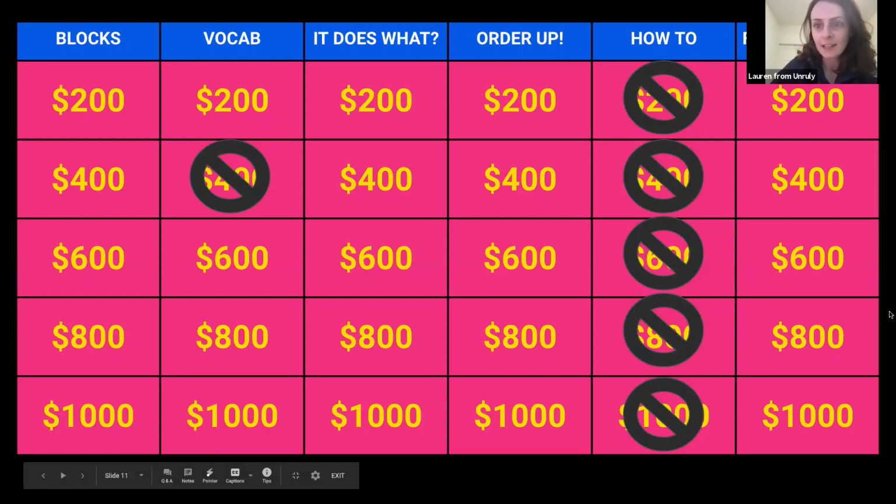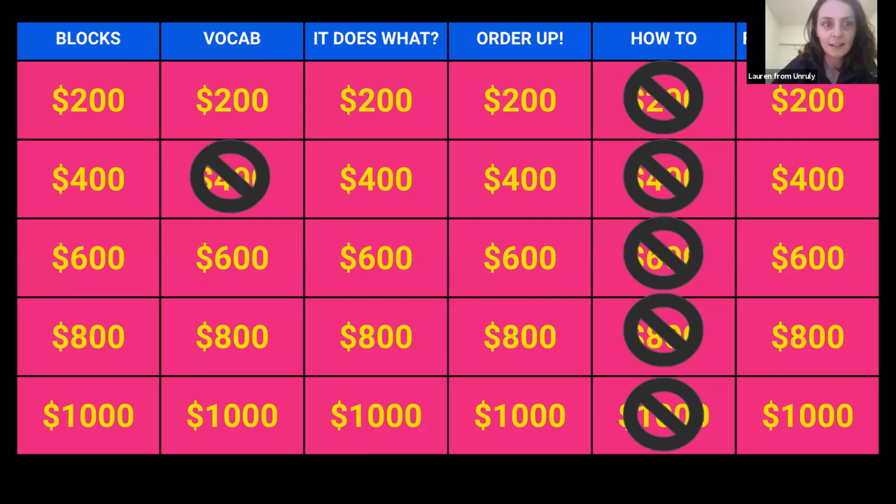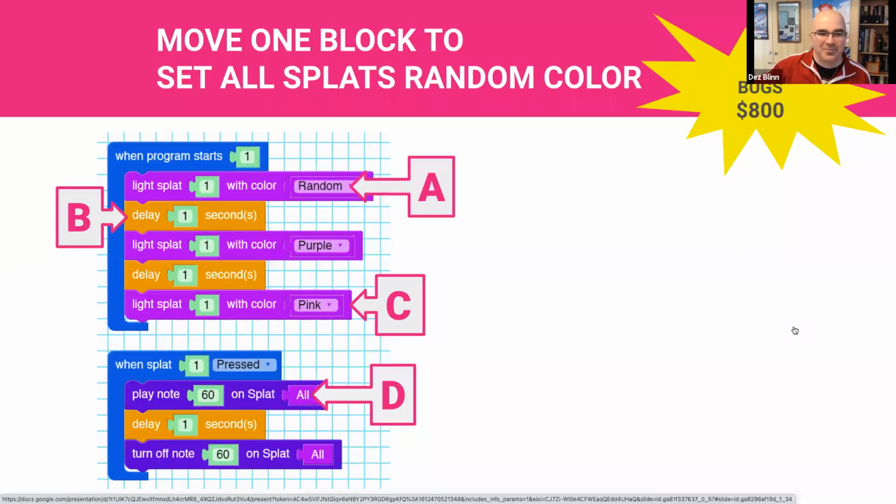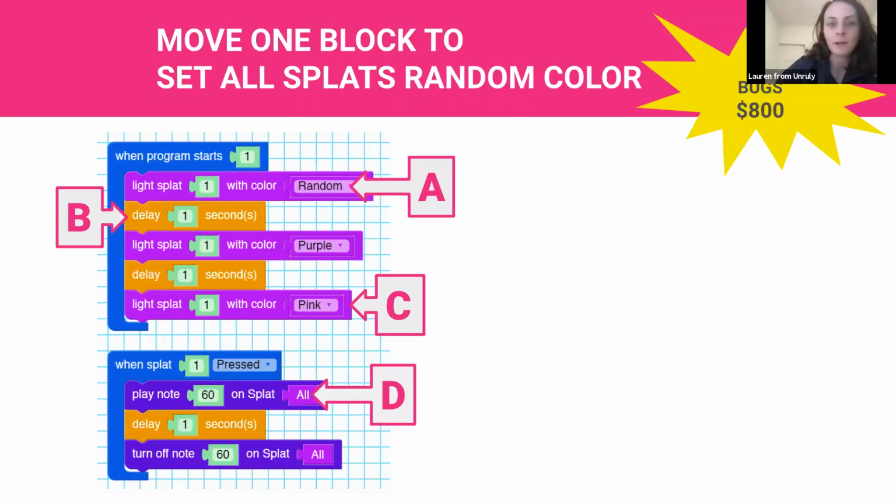All right, Des raised his hand. Sure, let's do some bug hunting. Let's go for find that bug for 800. I love it. Nice, straight to 800. All right, kind of a similar one. So for this one, you need to pick A, B, C, or D for move one block to set all splats random color. Okay, and I'm going to relaunch the poll. So you are picking which one needs to move.